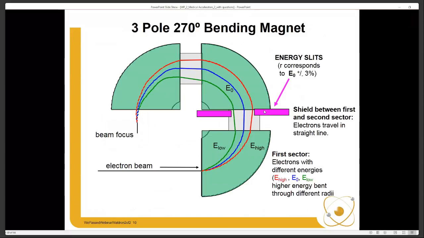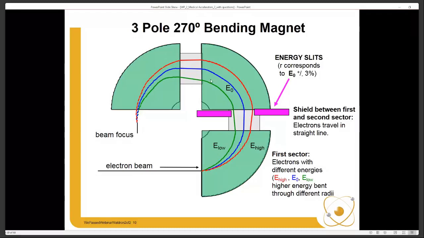At the greatly spread out portion of the trajectory through the bending magnet, we put a pair of energy slits, and those energy slits are going to intercept any electrons whose energy is greater than what I'm calling E high here or lower than what I'm calling E low here. And in general, that is a plus or minus 3% slit. In other words, electrons with energies within plus and minus 3% of this central E naught will make it through the slits. Outside of that range, they will be stopped by the slits and essentially make hot water. Of course, the energy slits have to be cooled. Otherwise, we would burn them up or melt them or something.